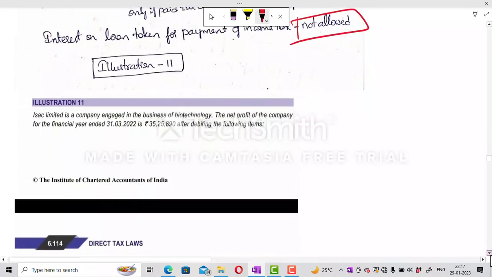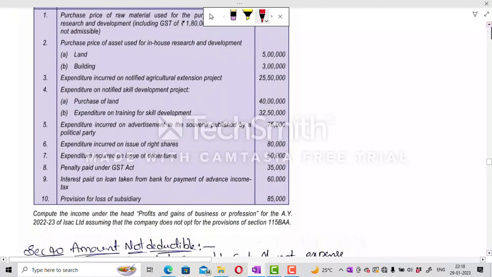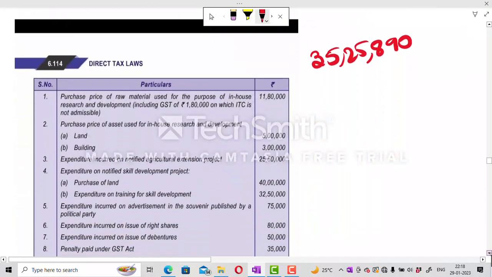Illustration 11. It includes all the expenses. ISAG Limited is a company engaged in the business of biotechnology, and net profit for the financial year 31/3/22 is 35,25,890 after debiting the following expenses. They have already taken the following deductions. Now we have to confirm whether they are genuine or not. Net profit 35,25,890.